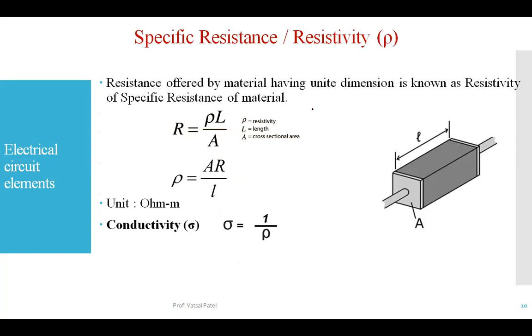Then we discussed the resistivity or specific resistance, and how we can identify it. Whatever resistance is offered by any material having unit dimension, we call the resistivity or specific resistance of the material. This equation is very helpful from the construction point of view. We also discussed that the unit of resistivity is ohm into meter. And the conductivity, you simply take the inverse of the resistivity. Are you getting my point?